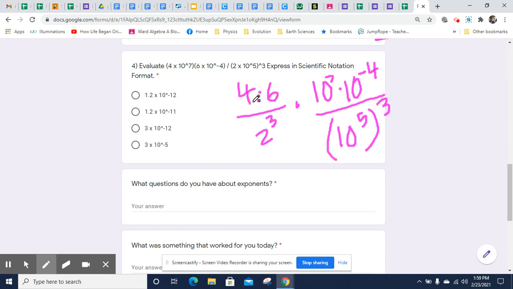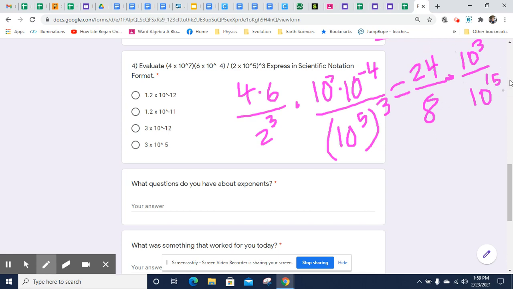Okay, so we organize all this. This up here becomes 24. The numerator is 24. 4 times 6 is 24. The denominator is 8 because 2 to the 3rd is 8. And then over here I've got 10 to the 7 times 10 to the negative 4, so I'll deal with that. Up here, 10 to the 7 plus negative 4 is going to be 10 to the 3rd. Okay, and then down here I'll have 10 to the 5 times 3, so that's 10 to the 15th.